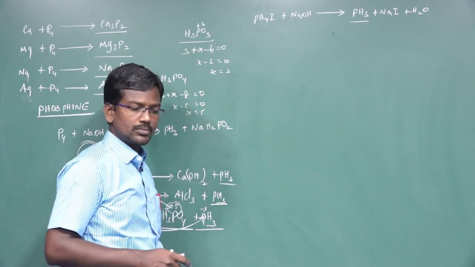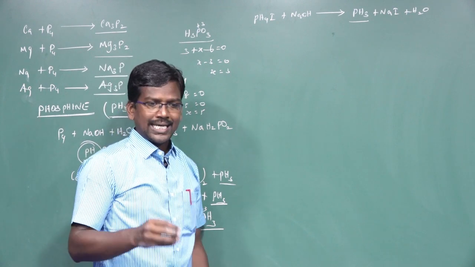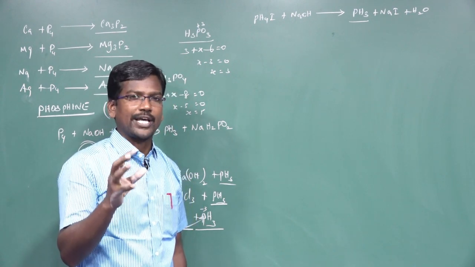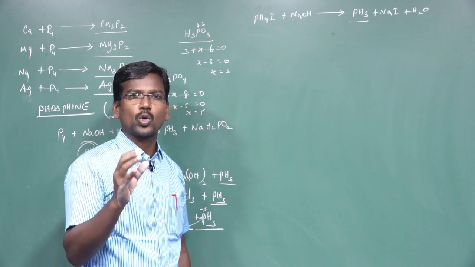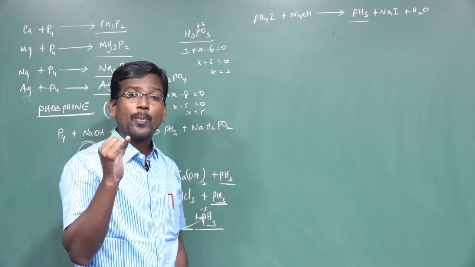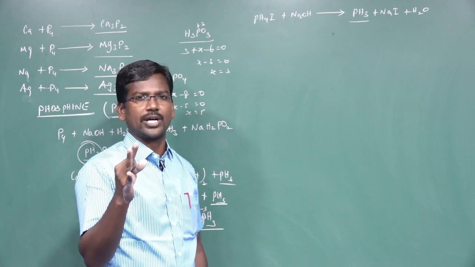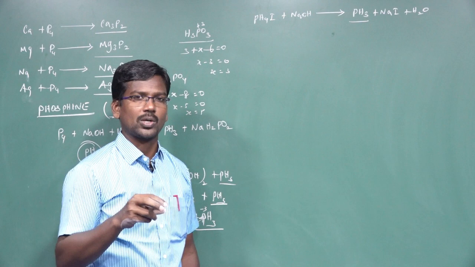Next, physical properties. Phosphine is colorless, poisonous, with a rotten fish odor. So phosphine is a colorless, poisonous substance with a rotten fish smell. It is a neutral substance. It is slightly soluble in water.